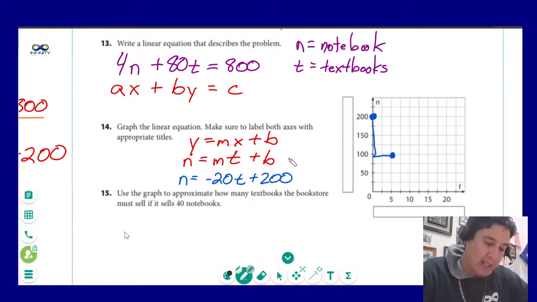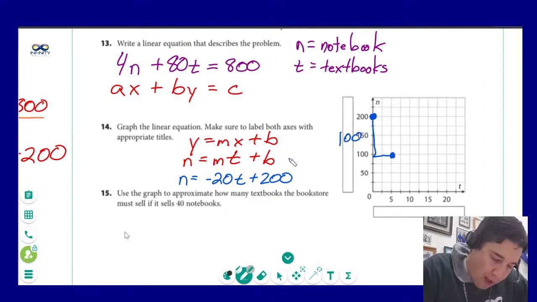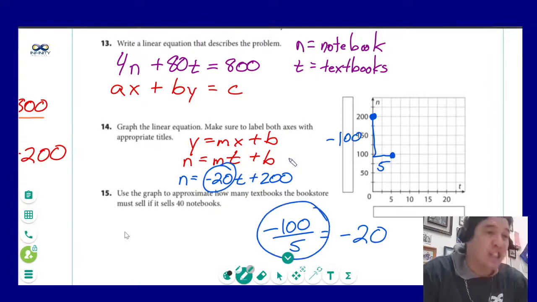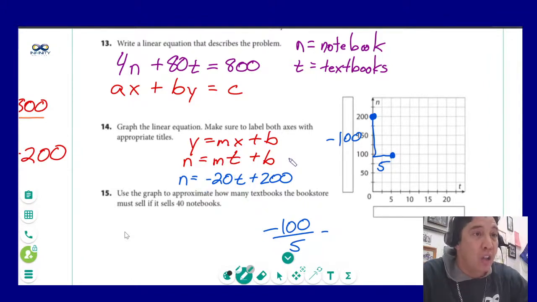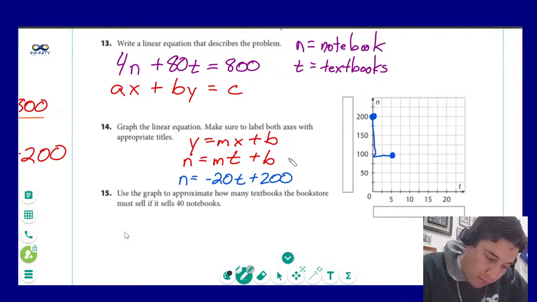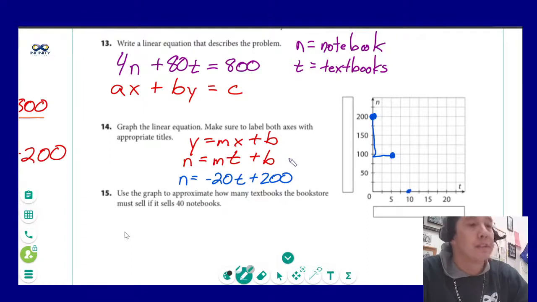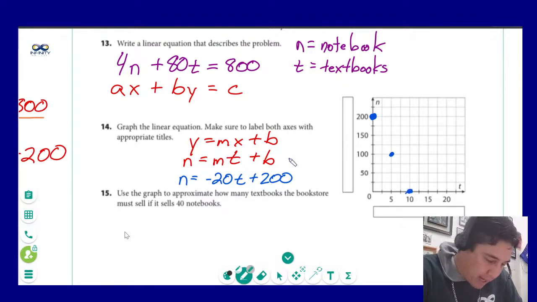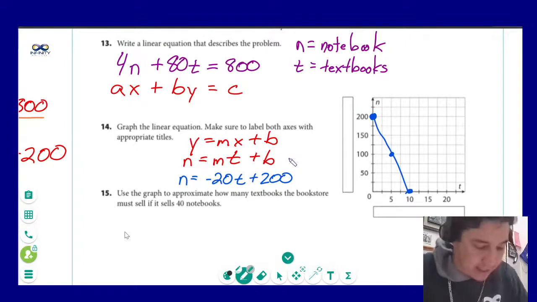You guys see how I did that? I went down 100 over 5 because down 100 is negative 100. Right 5 is over 5, which is equal to negative 20. And my slope is negative 20. I just changed it to negative 100 over 5. I'll also be able to do that again. Down 100 over 5. Oops, let me get rid of that slope explanation. There we go. Down 100 over 5, down 100 over 5, and there's my graph of a perfect linear equation.